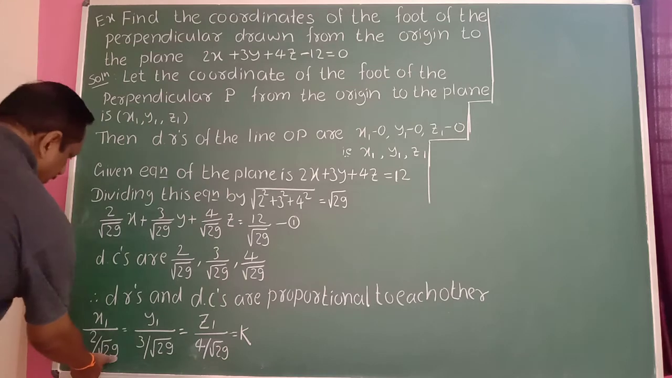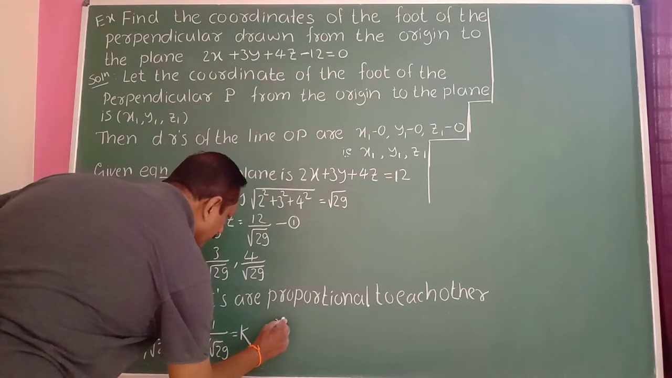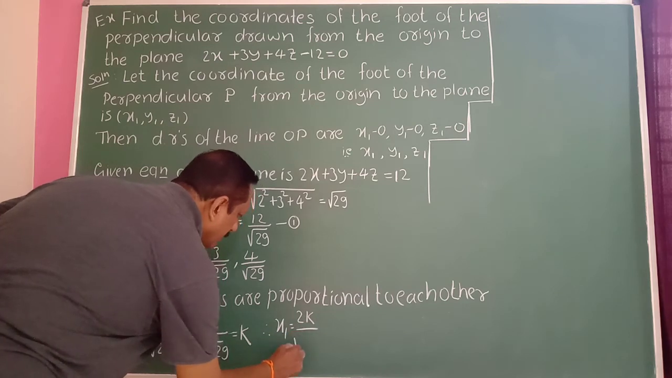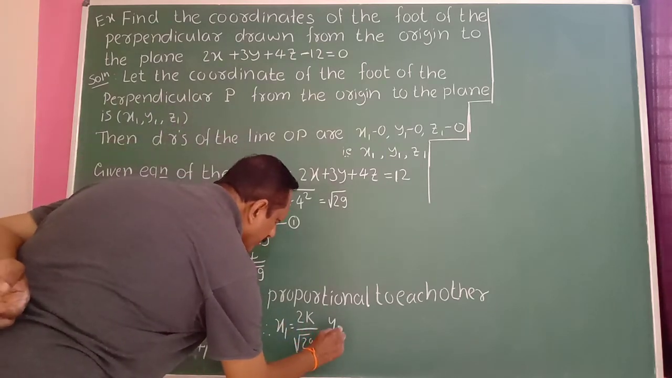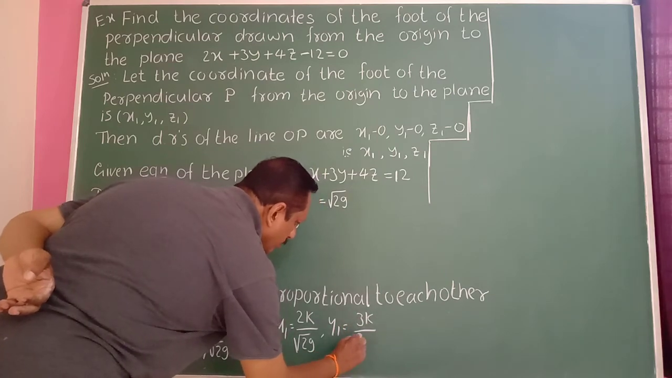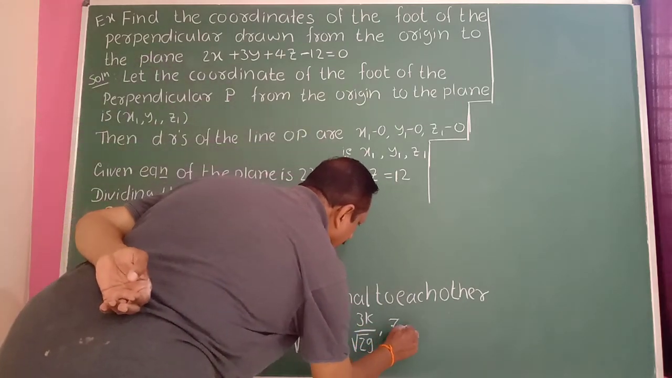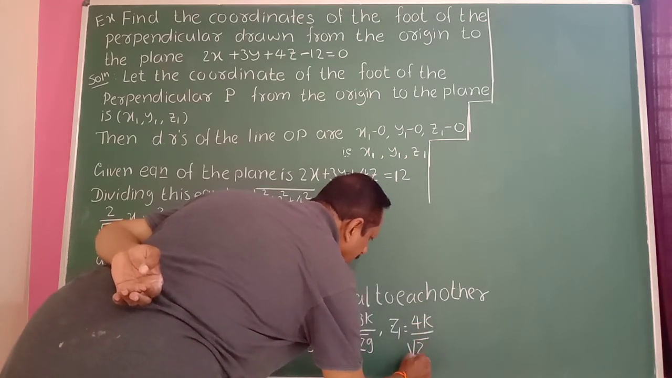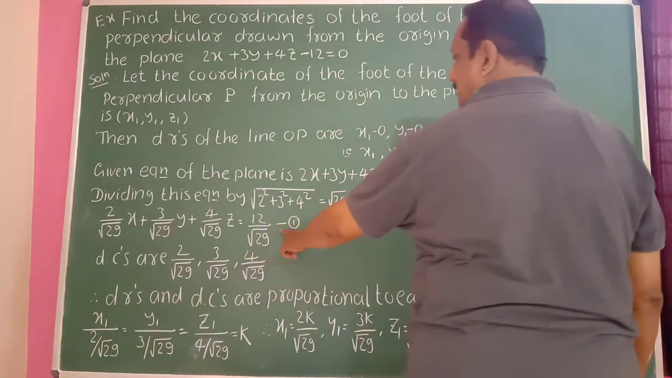Cross multiply. Therefore, x1 is equal to 2k divided by root of 29, y1 is equal to k into 3, that is 3k divided by root of 29, and z1 is equal to 4k divided by root of 29. Therefore, the point x1 y1 z1 lies on this plane.